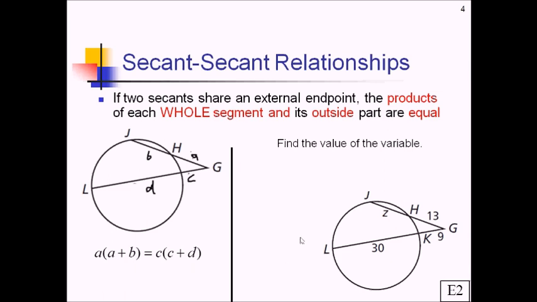So pause the video and try this one out. Try to find the value of Z. So on this one, we can say 13 times (Z plus 13) equals 9 times (30 plus 9).